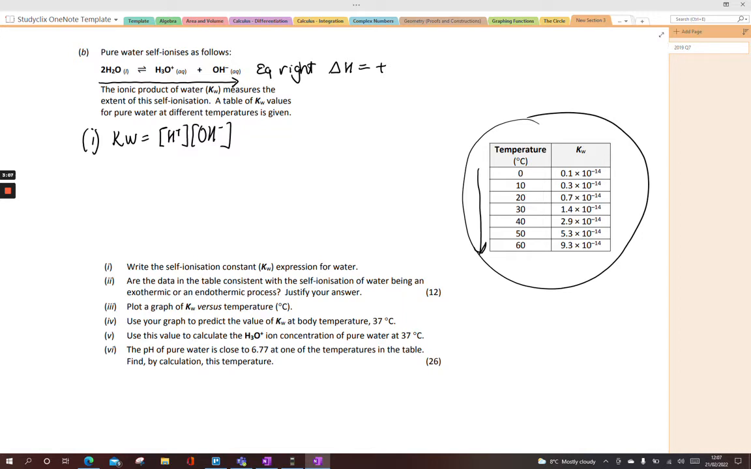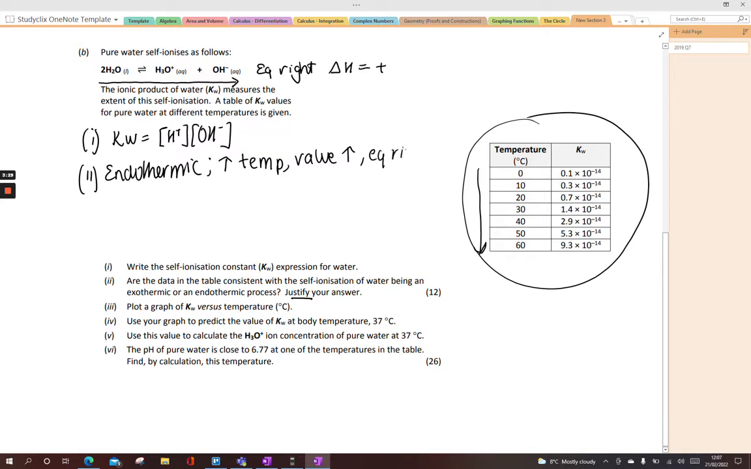Is the data in the table consistent with the self-ionization of water being exothermic or endothermic? As we said there, it's endothermic. Always have a punt. You have a 50-50 chance. You just won't get the justifying bit. It's endothermic. As you increase the temperature, values increase. Equilibrium shifts to the right. And the dissociation increases. So the breakdown of water into your hydrogen ions and your hydroxide ions increases. So overall, it's an endothermic reaction. I love this thing, equilibrium shifts to the right hand side.